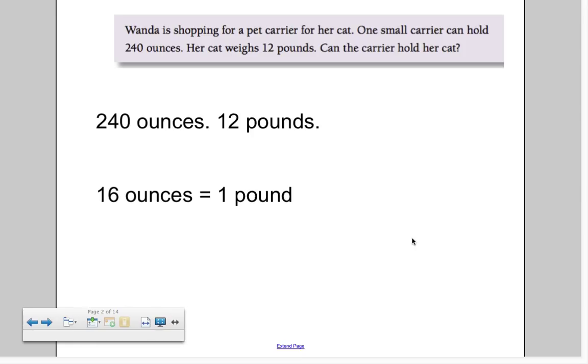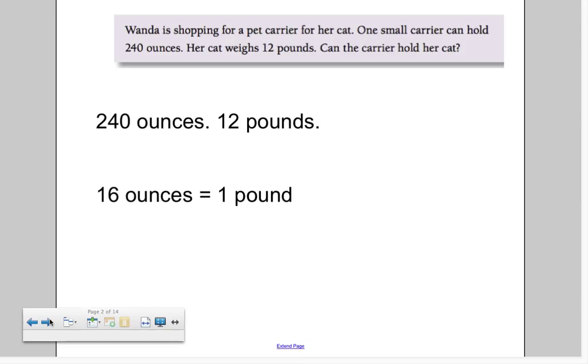So say it with me. We're going to do it 3 times in a row. What I just typed, we're going to say: 16 ounces equals 1 pound. Ready, set, and here we go. 16 ounces equals 1 pound. That's 1. 16 ounces equals 1 pound. That's 2. 16 ounces equals 1 pound. That's 3. And it's important to know.